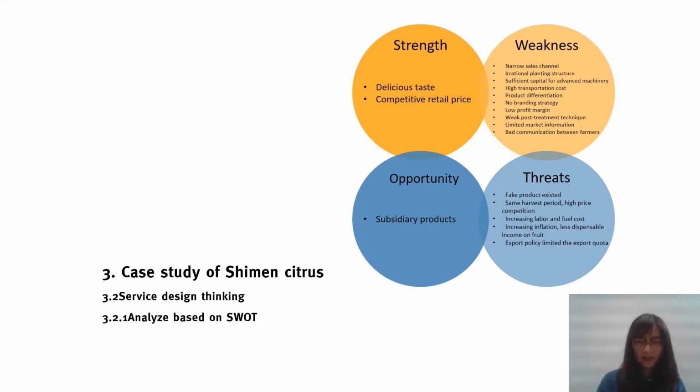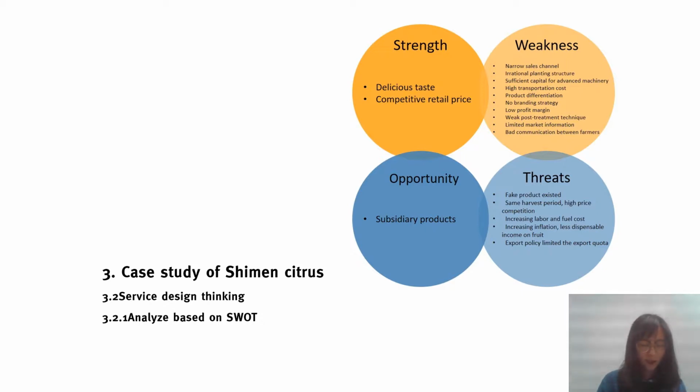3.2. Service Design Thinking. 3.2.1. Analysis on SWOT. Strengths are sweet taste and low retail price. Weaknesses are limited sales channels. Simple planting structure, lack of money for advanced processing equipment, high transportation cost, lack of product diversity, lack of brand, outdated processing technology, and limited market information. Opportunity is subsidiary products.